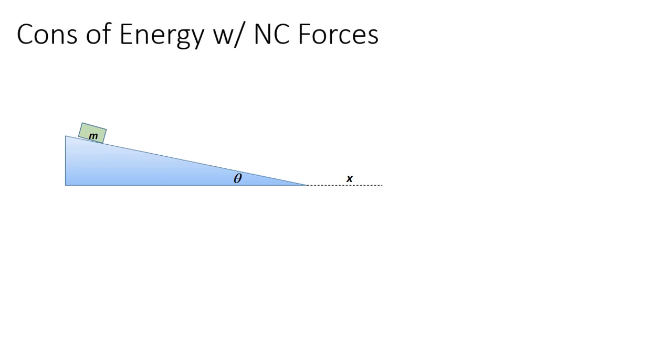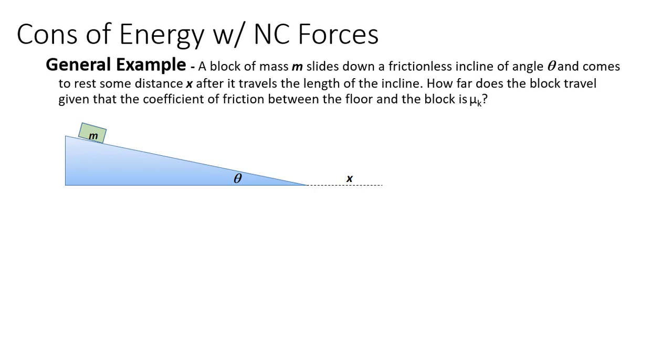Okay, so here is another case. The most common case is this. So we have a block of mass M. It slides down a frictionless incline, comes back, and it comes to rest some distance after traveling the length of the incline. How far does the block go? So essentially we're asking, looking for this once again. So let's solve this algebraically, with no numbers, just to get a sense of how to do this. So there are multiple ways to do this.